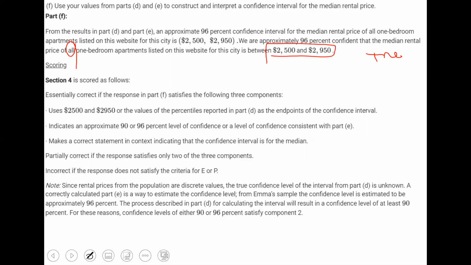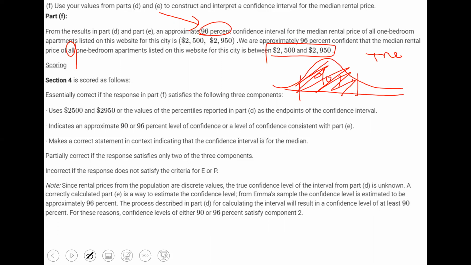Okay. The reason this is 96% is because that's what we found in E. Remember, confidence interval is always the area. So either this was a 90% or 95% or 99% kind of thing, and the area happened to be about 96%. So this would have been perfect that you wrote approximately or about 96%. And that was it for this question.